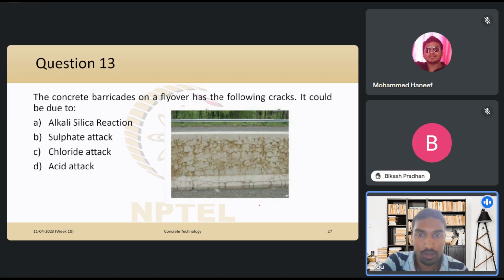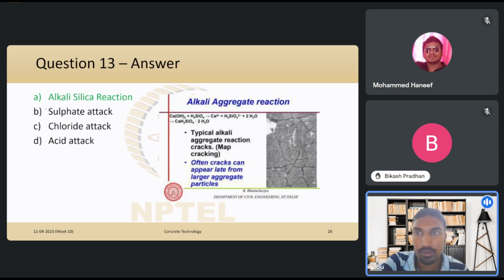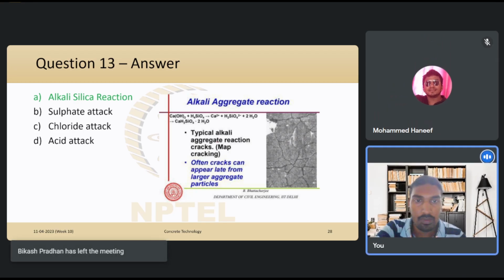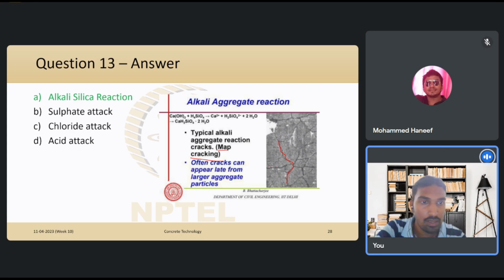Okay, so look at the right option. The right option is A, alkali silica reaction. What we saw in the alkali silica reaction is that it results in a type of cracking called map cracking. This was one example picture that we saw. In this kind of cracking, there is a network or a series of interconnected cracks, like a web of cracks on the surface. This kind of crack is formed by the alkali aggregate reaction that is occurring.